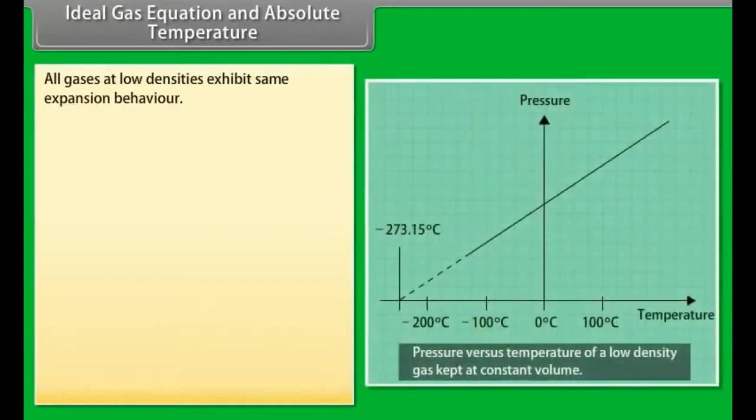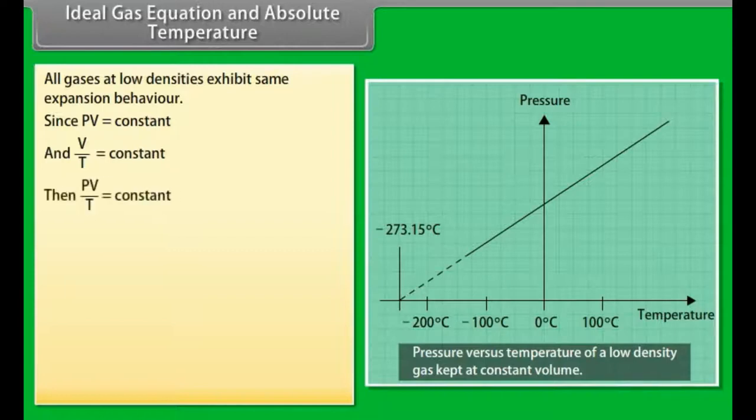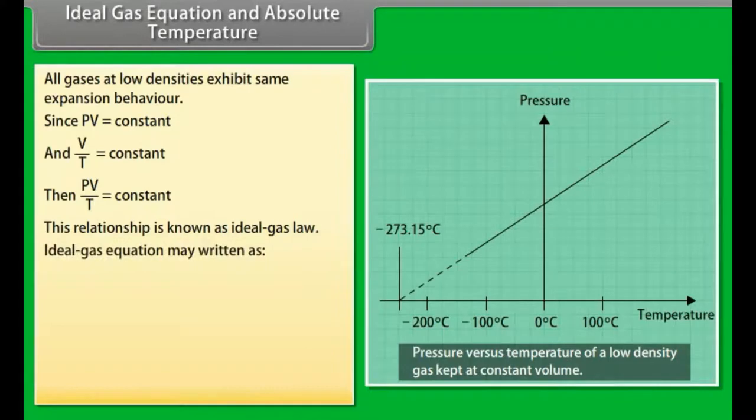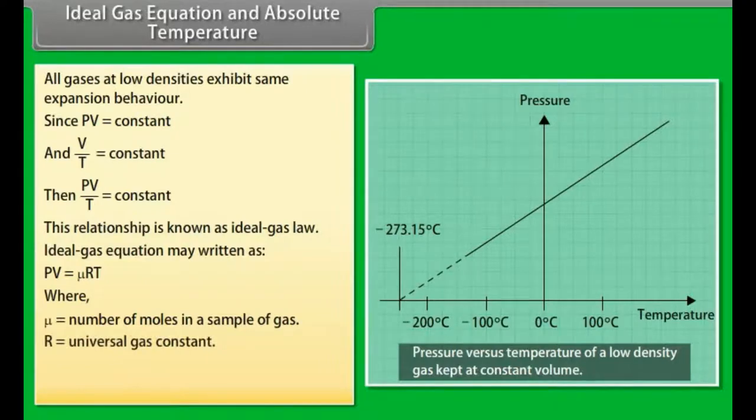Ideal gas equation and absolute temperature. All gases at low densities exhibit the same expansion behavior. Since PV is equal to constant and V upon T is equal to constant, then PV upon T is also constant. This relationship is known as the ideal gas law. Ideal gas equation may be written as PV is equal to mu RT, where mu is equal to the number of moles in a sample of gas and R is equal to the universal gas constant.